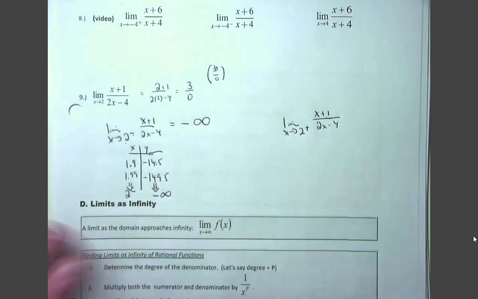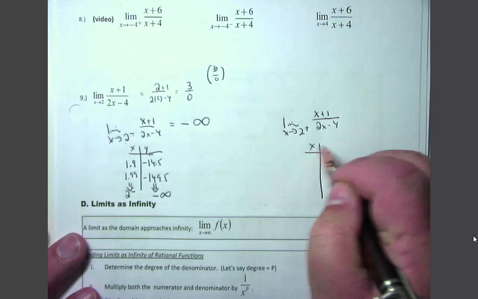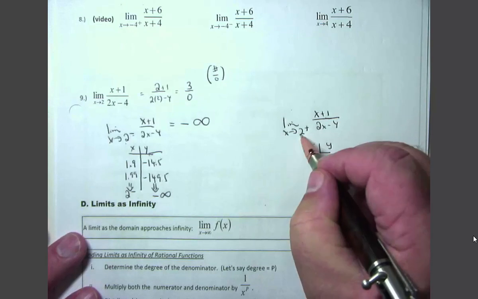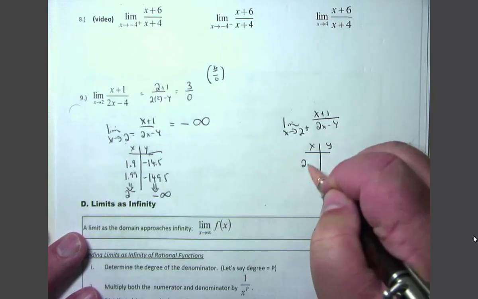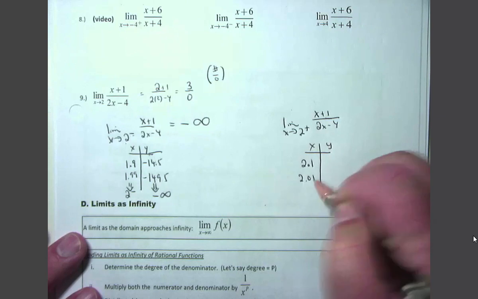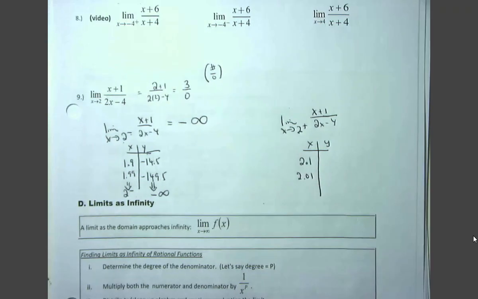Now I need to figure out the limit as x approaches 2 on the plus side of this guy. So once again, I'm going to do my t-bar. But I'm going after 2 from the positive side. That means I'm going to plug in numbers like 2.1 and 2.01. And all you need is a couple of them, because you've got to show a pattern of getting big and bigger or small and smaller, because you know it's got to be either infinity or negative infinity when you get a number divided by 0.